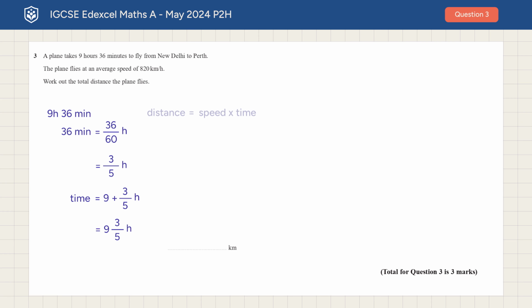Now, we multiply speed by time. The speed is 820 kilometers per hour, and the time is 9.6 hours. So 820 times 9.6 equals 7,872. Therefore, the total distance the plane flies is 7,872 kilometers.